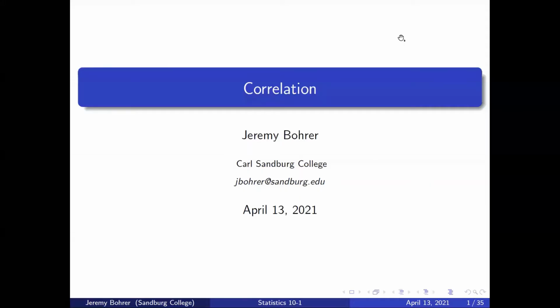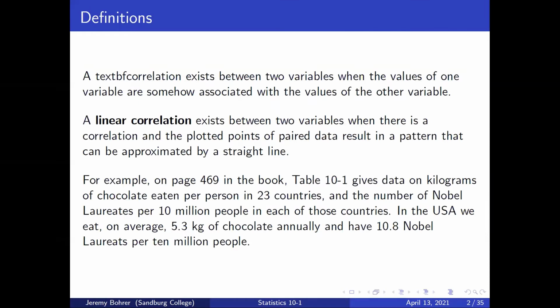In this video, we will discuss correlation. A correlation exists between two variables when the values of one variable are somehow associated with the values of the other variable. A linear correlation exists between two variables when there is a correlation and the plotted points of paired data result in a pattern that can be approximated by a straight line.